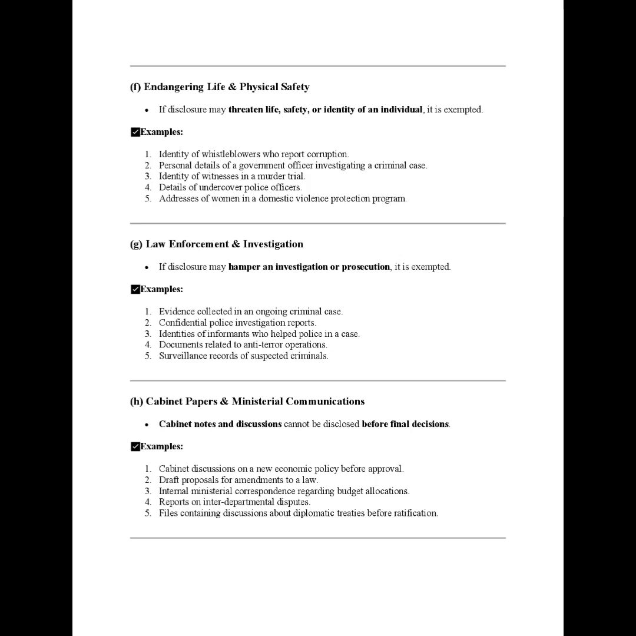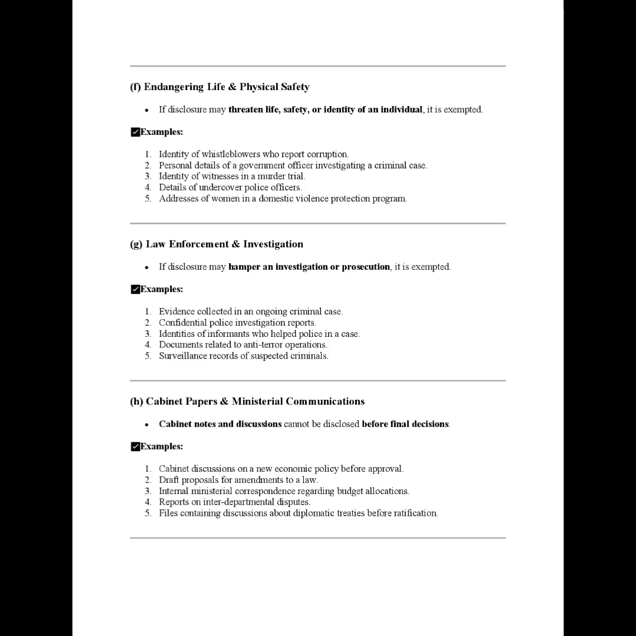G. Law enforcement and investigation: if disclosure may hamper an investigation or prosecution, it is exempted. Examples: 1. Evidence collected in an ongoing criminal case. 2. Confidential police investigation reports. 3. Identities of informants who helped police in a case. 4. Documents related to anti-terror operations. 5. Surveillance records of suspected criminals.